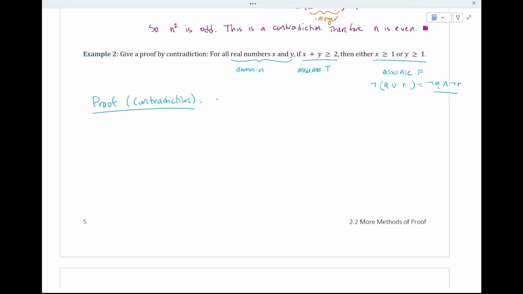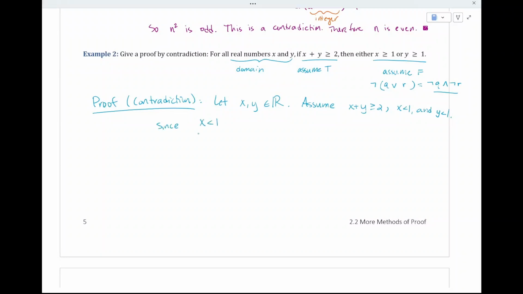Okay, here we go. So we are going to talk about our story. Who is our story about? Let x and y be real numbers. I want to assume that x plus y is greater than or equal to 2. And I'm assuming 3 things: that x is less than 1 and y is less than 1. So those are all the things that I said that I was going to assume. That my premise is true and that the conclusion is actually false.